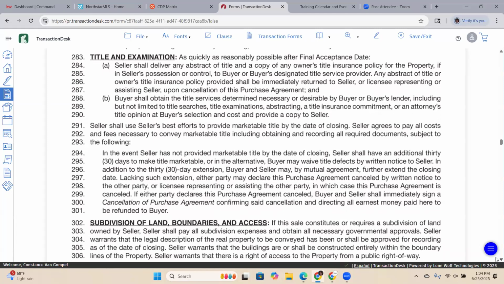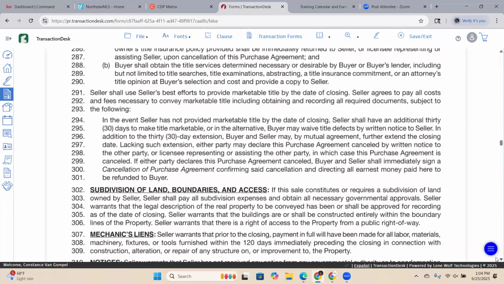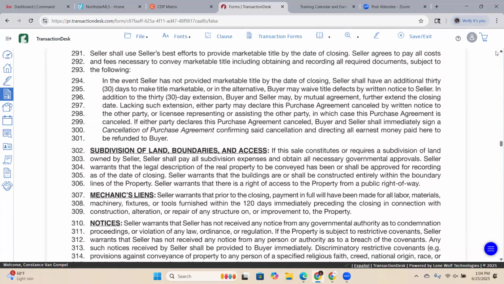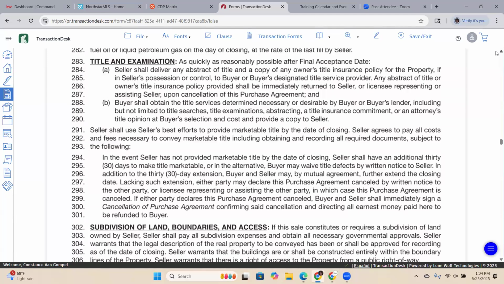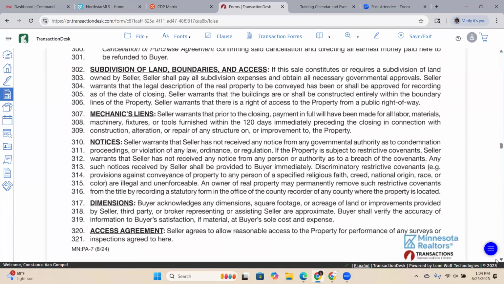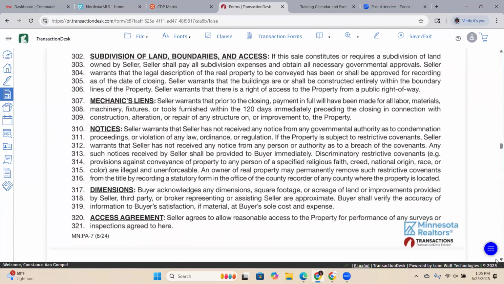Title examination, and that you will have an owner's title policy. It talks about, and that this you can read through. It just says what the buyer will obtain, the title service. The seller will have a title service. If there's any subdivision of land, boundaries, accesses, this is once again just a lot that will go on.